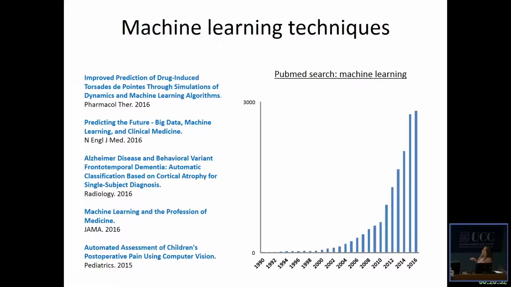And there are a couple of editorials here which are quite impressive. New England Journal of Medicine last year, predicting the future, big data, machine learning, and clinical medicine. This JAMA last year worried about the profession of medicine, machine learning and the profession of medicine. So are machines going to start doing what we are doing? So it's an important topic.